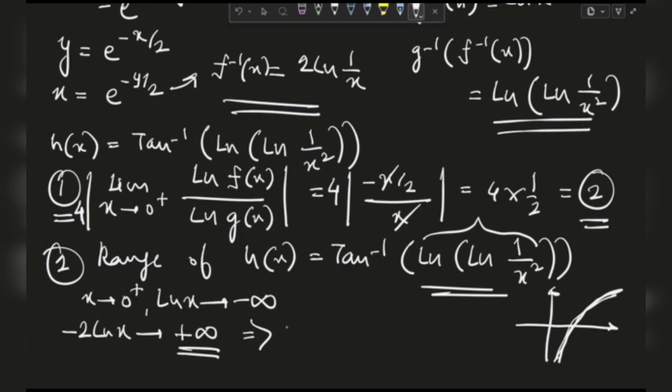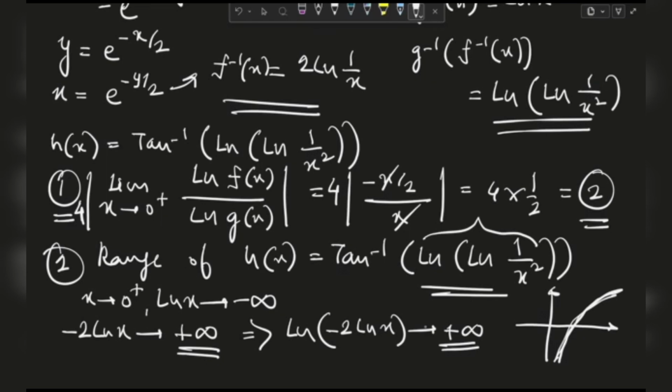Now if we take ln of minus 2 ln x, that is this thing, it will tend to minus infinity once again. I mean, sorry, not minus infinity, plus infinity, yeah.